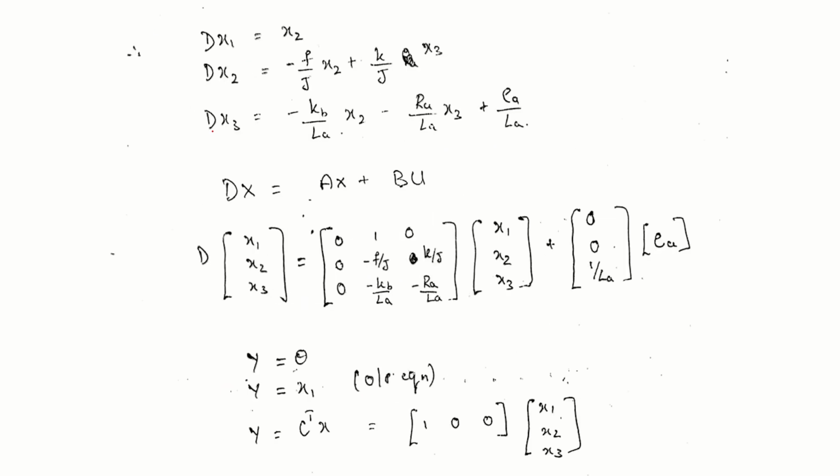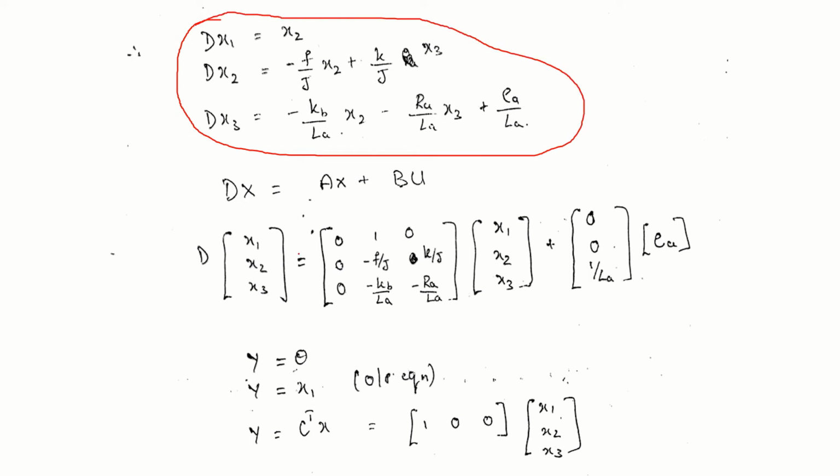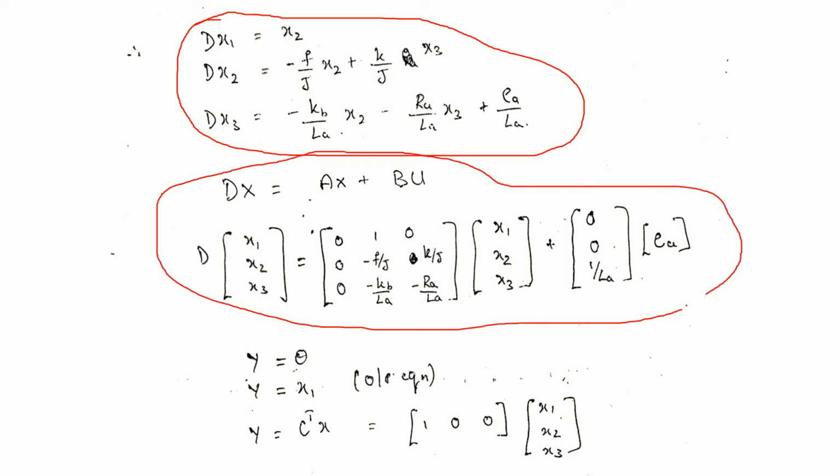Now you can write the state model. You got the three state equations, so now you can get the state model. That's it, very simple. The output of the system is y equal to theta. Theta is x1, so you have to write y equals C transpose x, where x is x1, x2, x3. So C is 1, 0, 0. You got it.